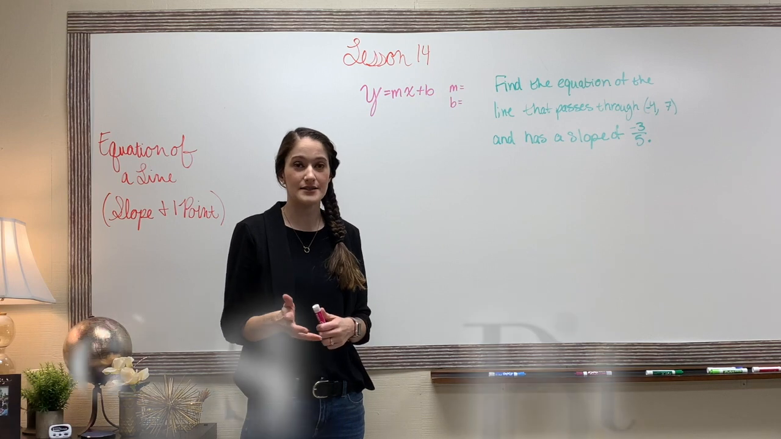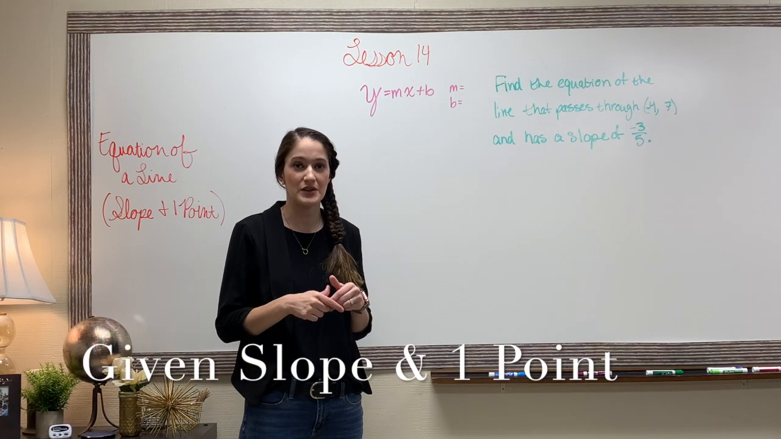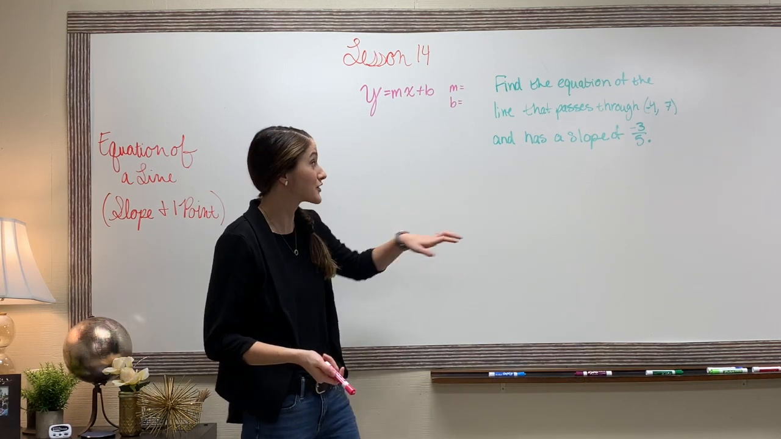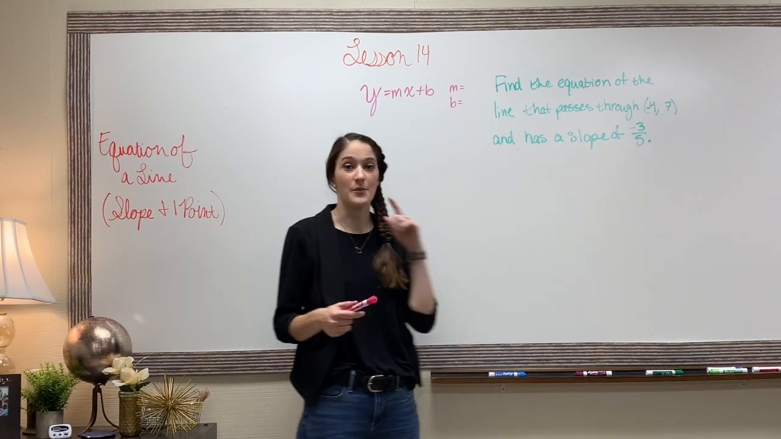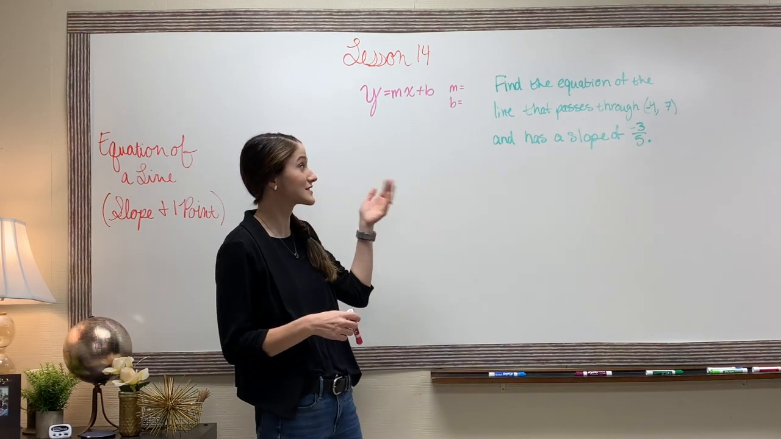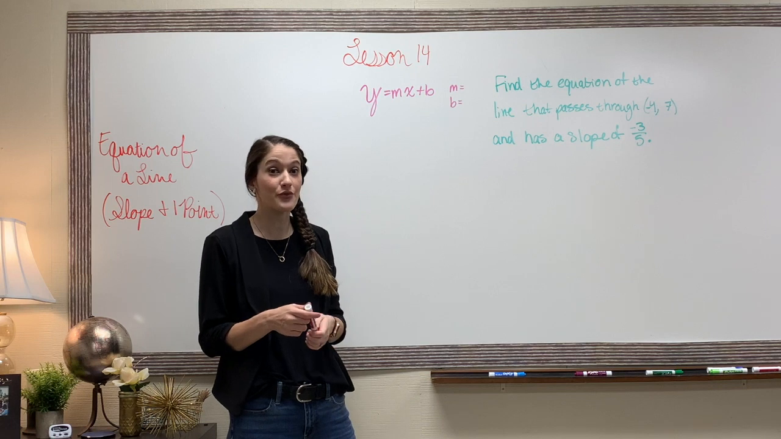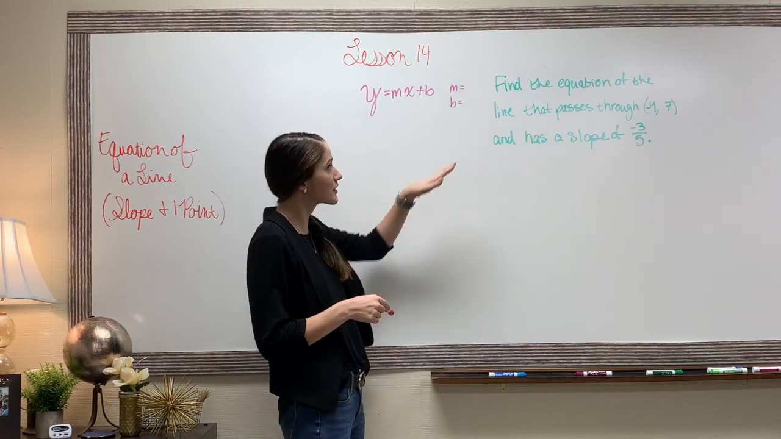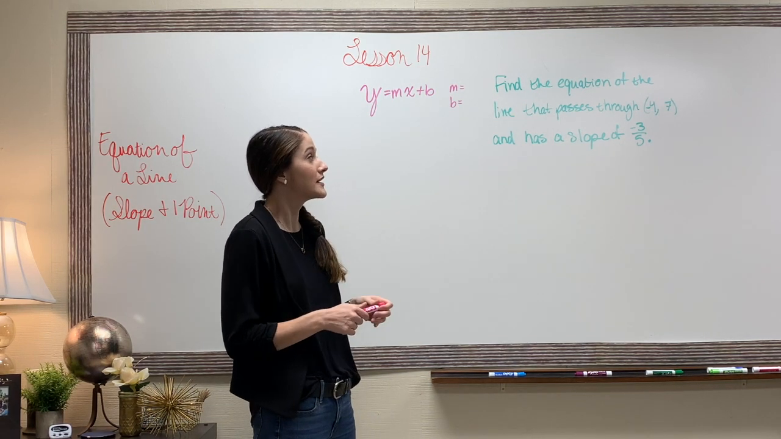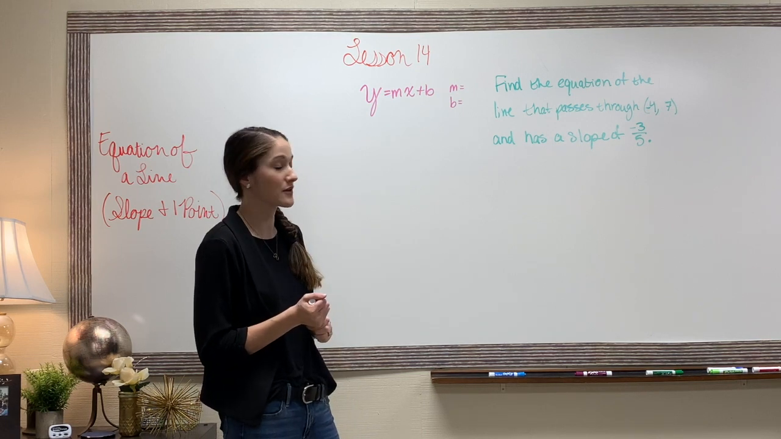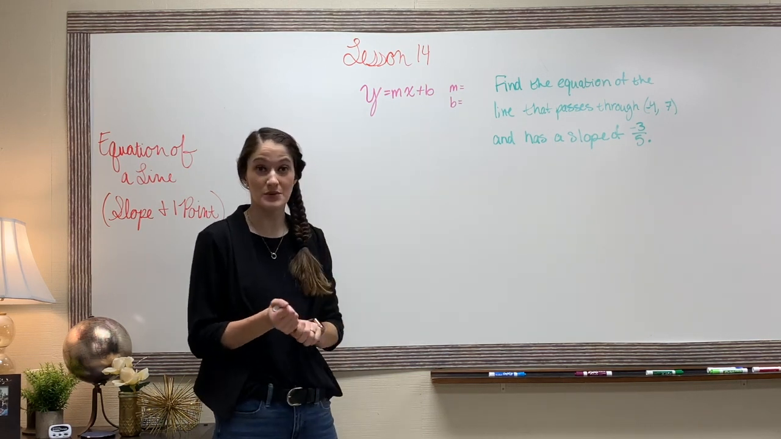Our second concept in this lesson is going to be very similar, except in this case, they're going to give us the slope in just one line. So the great thing about this is that they have already done the first step for us of finding our slope. Find the equation of the line that passes through (-4, 7) and has a slope of -3/5. Well, we already know our slope, so step 1 is done.